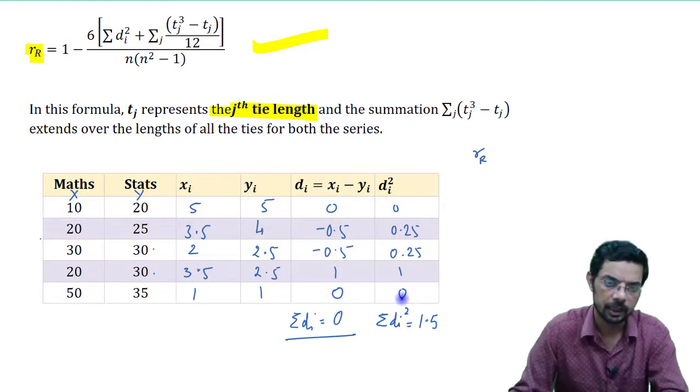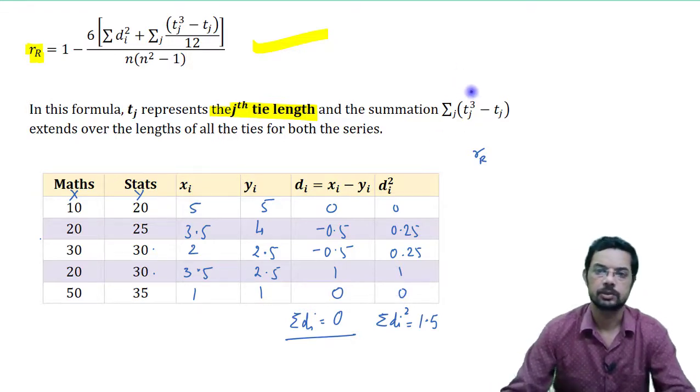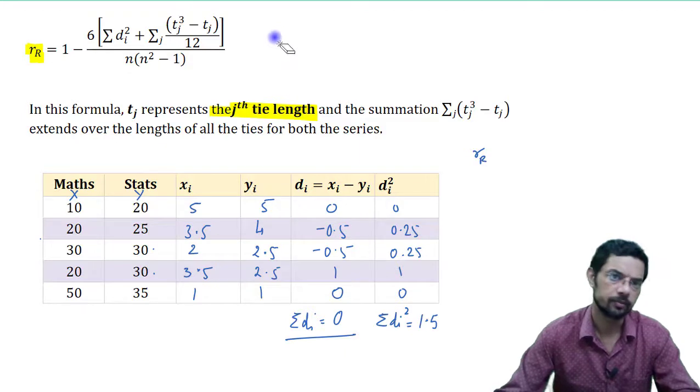What is the tie length? We will be adding that value. Okay, let us see what we are going to do. So this is RR. We will put it into this formula and calculate the value.